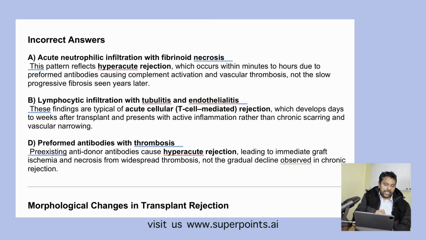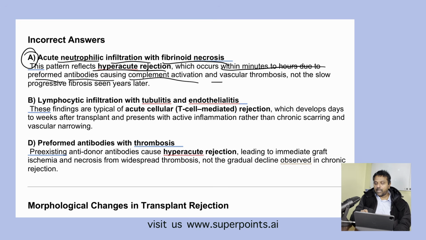Why not A? Acute neutrophilic infiltration with fibrinoid necrosis. This pattern reflects hyperacute rejection, which occurs within minutes to hours due to preformed antibodies causing complement activation and vascular thrombosis, not the slow progressive fibrosis seen years later.